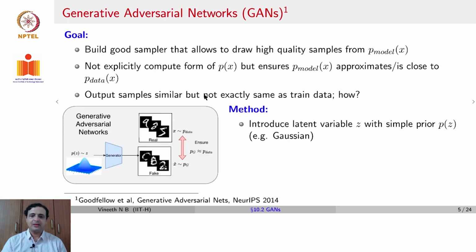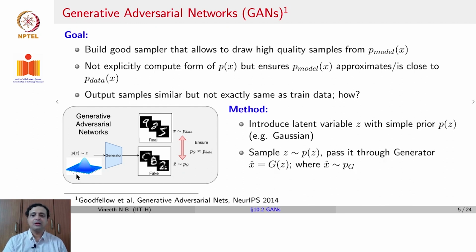The key idea in generative adversarial networks, or GANs, is to introduce a latent variable z. This is the latent variable with a simple prior, for example, a Gaussian prior. Once you sample from that random variable, from that Gaussian, you pass it through a module called a generator. In our case, a generator could be a neural network. You give an input to that generator neural network, and the network outputs an image. So this module is known to us from whatever we've seen so far.